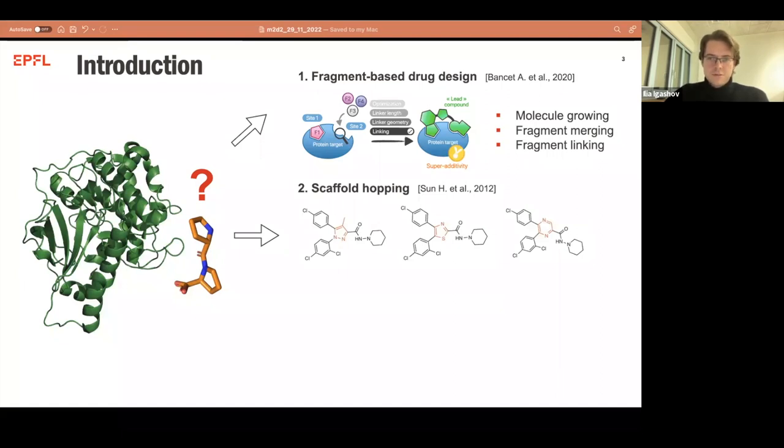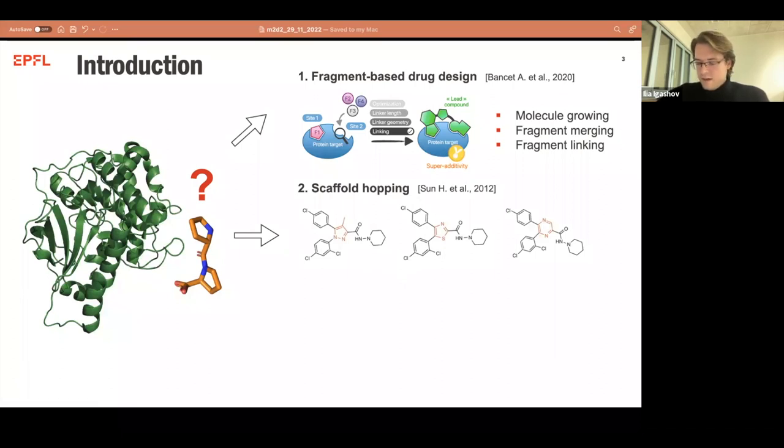A very common strategy, which is called scaffold hopping, is based on this idea. Basically, if we have some molecule, we can take its core part and try to modify it. In this example, there are very minor modifications introduced in a middle ring of this molecule that lead to new properties. But in principle, we can just remove this middle part of the molecule and try to design a thing that would connect the remaining parts again.